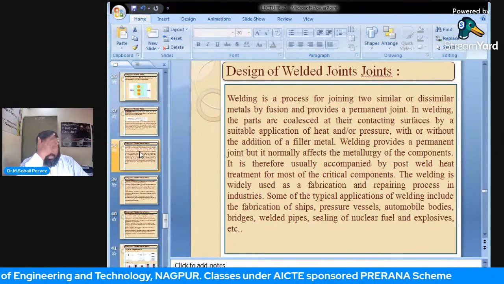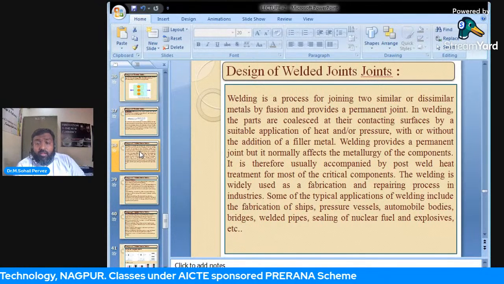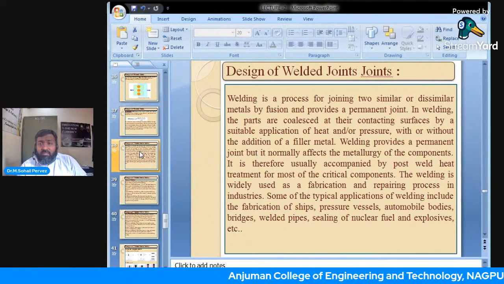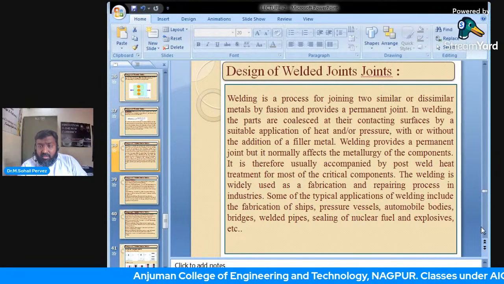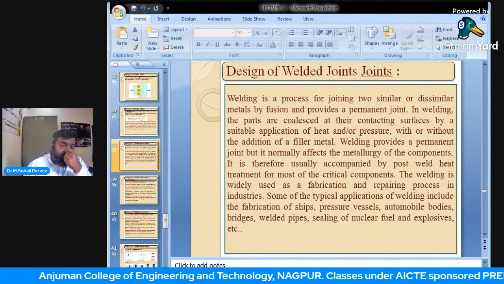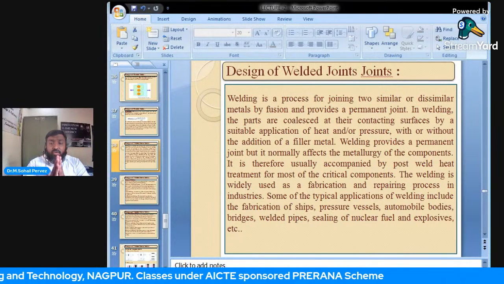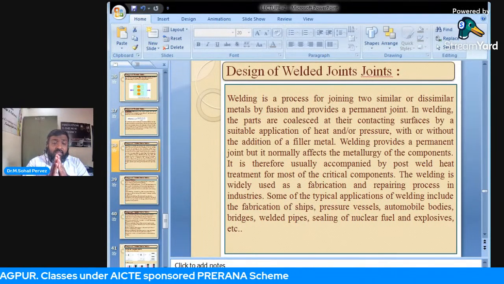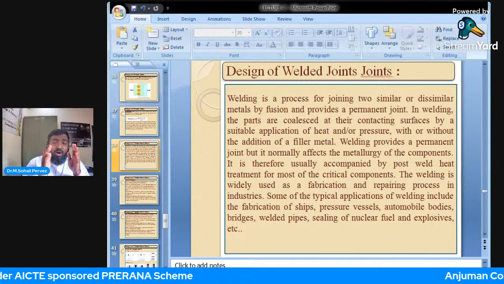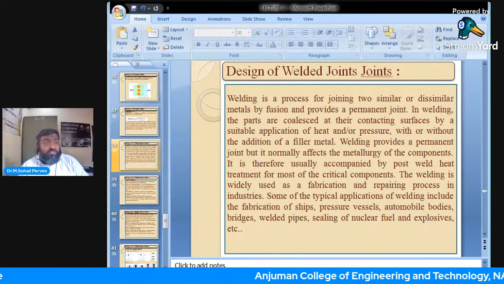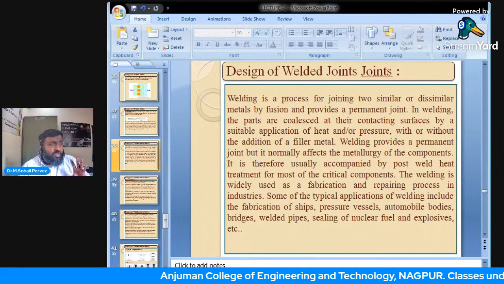It is a well-known type of joint right from our childhood. All the joints, let it be rivet, let it be screw joints, because from childhood we have learned bicycle, and in bicycle all these joints are present. What is welding? Welding is the process of joining two similar or dissimilar materials by fusion to provide a permanent joint.